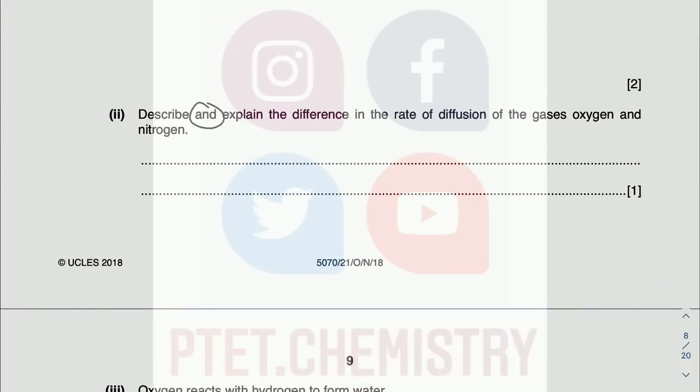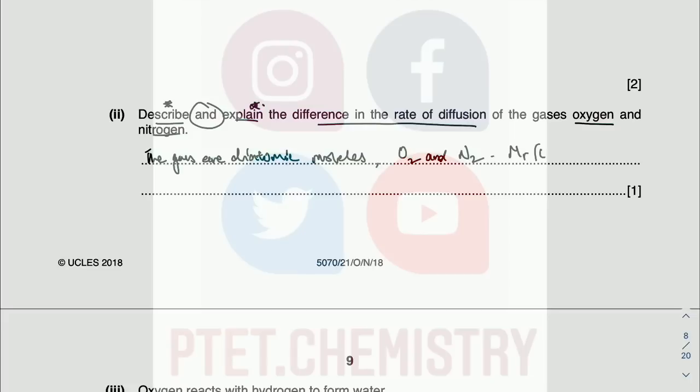Now, describe and explain the difference in the rate of diffusion. So you need to describe and you need to explain as well, okay? So the gases, oxygen and nitrogen, are diatomic molecules. Both of which are diatomic molecules, meaning to say O2 and N2, 2 atoms in 1 single molecule. The Mr of O2 is going to be 16 times 2 is 32. The Mr of N2 molecule is 14 times 2, which is 28.